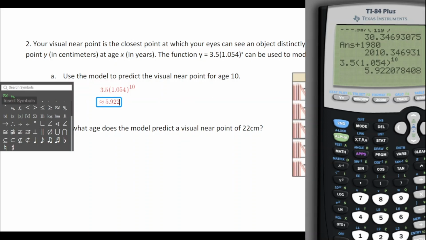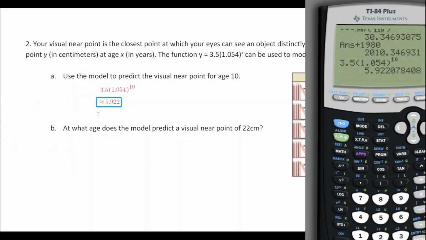So the closest point to where you can see an object distinctly. I guess what this is basically saying is that your sort of long distance vision increases with age at an exponential rate, slowly but surely. Okay, so yeah, we're going to say that's it. That's the visual near point in centimeters at age 10.